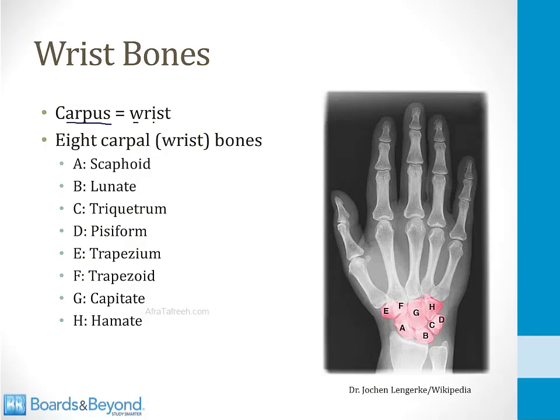The word carpus means wrist, and there are 8 carpal or wrist bones. Their names are shown on the slide here with a letter that corresponds to the X-ray image on the right side of the screen. 4 of the bones are considered the proximal carpal bones. Those are A, B, C, and D. This group includes the scaphoid bone, which is the most commonly injured carpal bone. The other 4 bones are called the distal carpal bones.